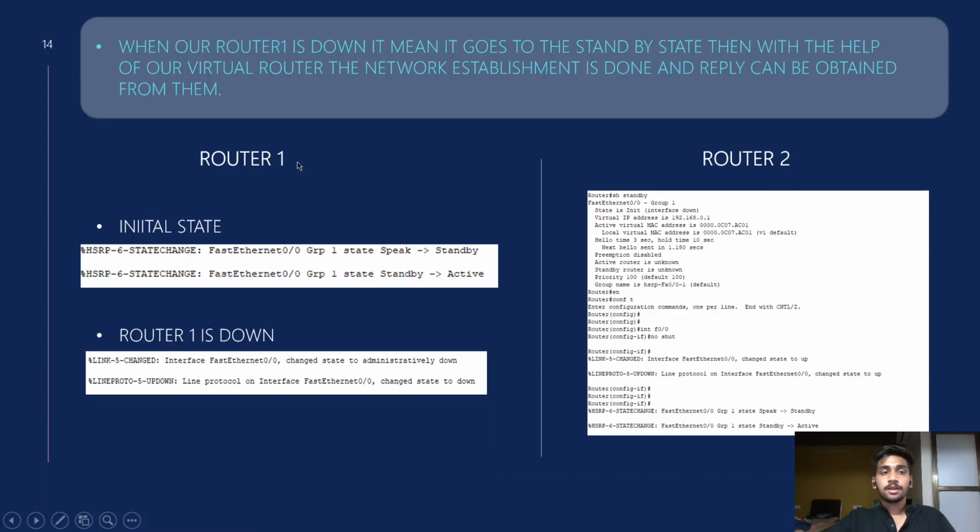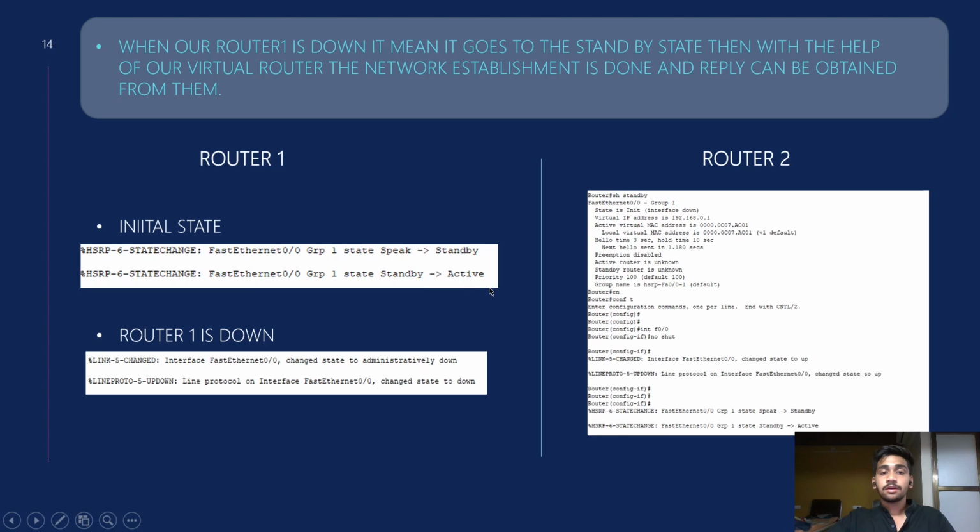Now moving on to the next slide. When our router 1 is down, it goes to the standby state. Then with the help of our virtual router, the network establishment is done and a reply can be obtained from them. This means that if our router 1 fails, router 1, which was earlier in the active mode, will go into the standby mode.